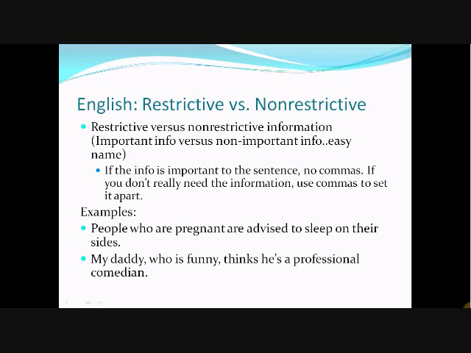But in the second example, my daddy, who is funny, thinks he's a professional comedian. You don't need who is funny to make the sentence work, so you set that apart with commas. If you didn't have who is funny, the sentence would read, my daddy thinks he's a professional comedian. And the sentence would be just fine.